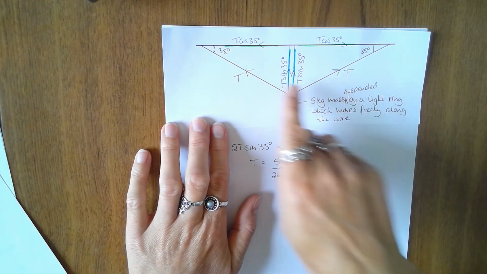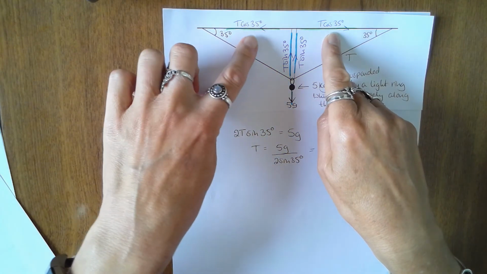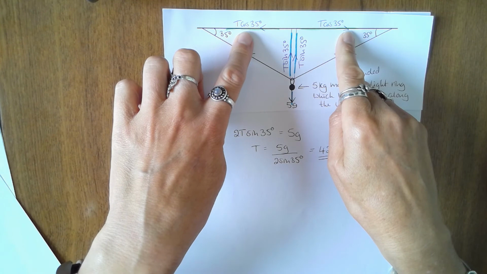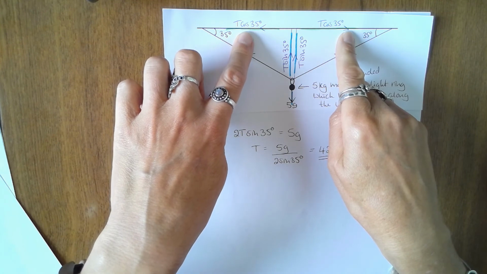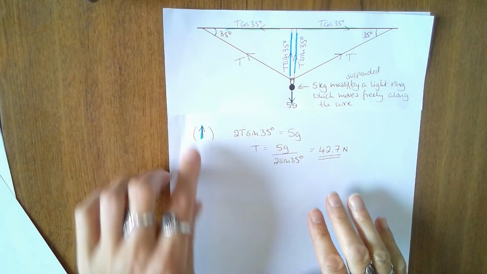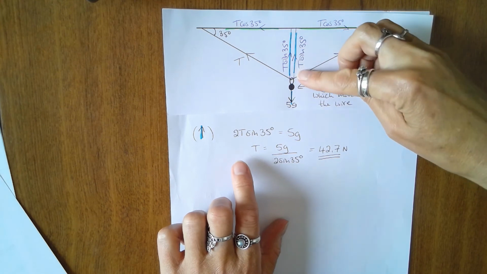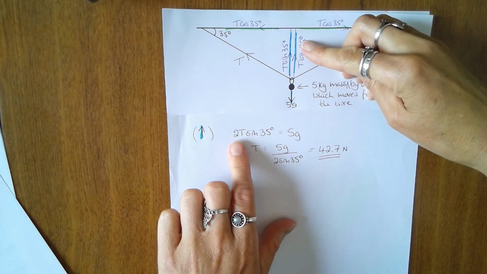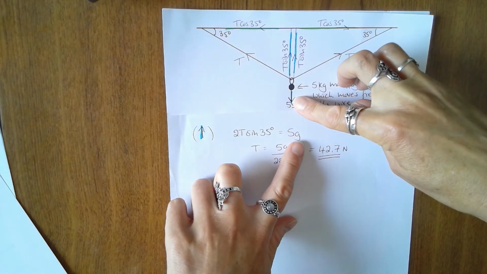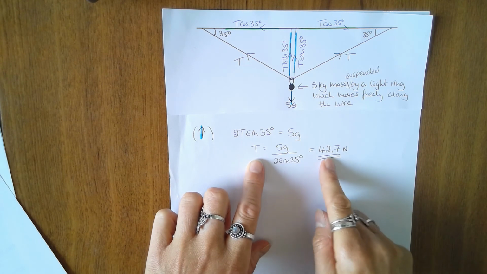So you can see that if I make an equation for the components in the horizontal direction, I get T cos 35 equals T cos 35. Well, the T's would cancel out, so that's not very helpful. So I can only really resolve vertically here. So I have T sine 35 plus T sine 35, which gives me 2T sine 35, balancing out with 5g. Then rearranging, I just divide both sides and get 42.7.